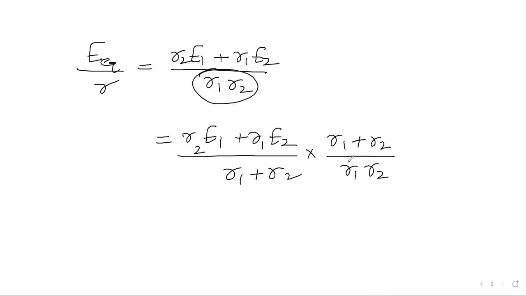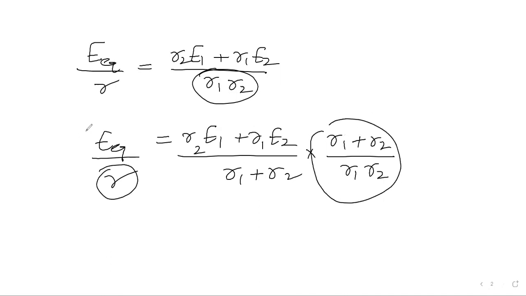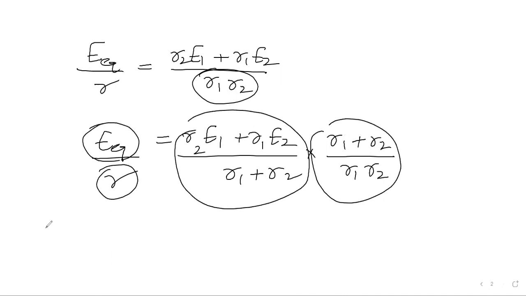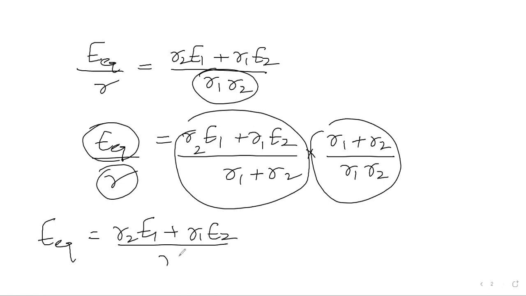So I'll guess about the parallel combination of the two internal resistances, and I'll compare E equivalent upon R with this. So now 1 upon R I can compare with this, and E equivalent I can compare with that. So basically I'll get E equivalent as R2 E1 plus R1 E2 divided by R1 plus R2. And of course the equivalent internal resistance will be R1 R2 upon R1 plus R2, which comes out to be the parallel combination of the two internal resistances.